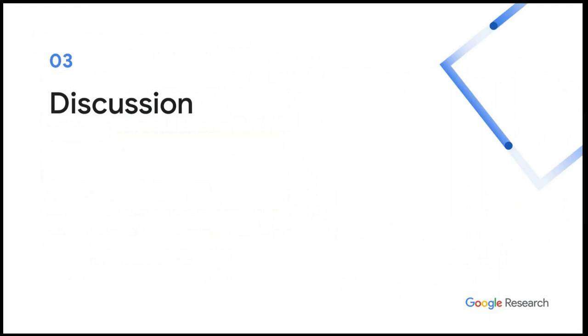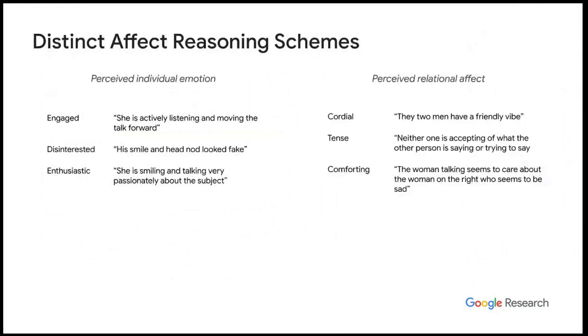While the one-word descriptions provided a high-level view of the differences between relational and individual affect, we had also asked raters to describe the reasoning as to why they picked these descriptions. Next, we discuss these reasoning schemes and how they're different between the two concepts. We highlight a few examples of how raters describe individual emotion and relational affect, along with the reasons why they thought so.